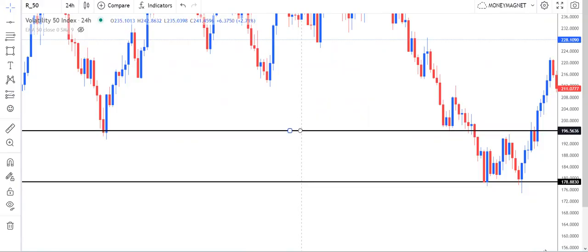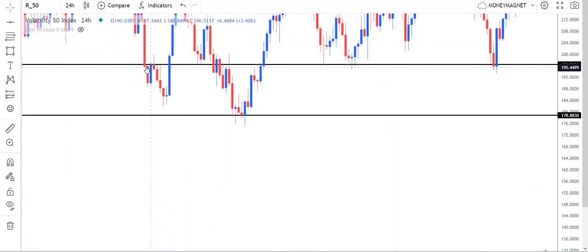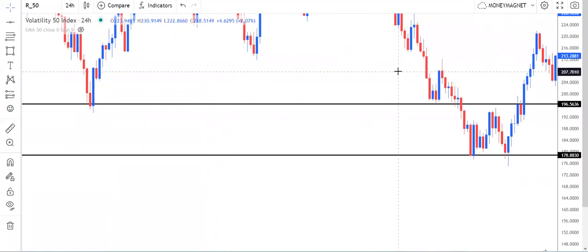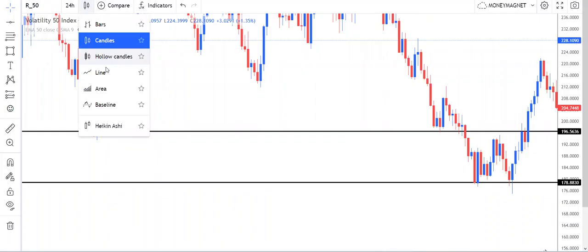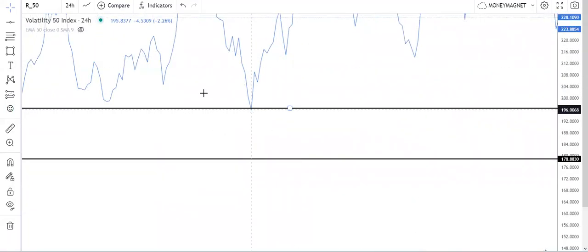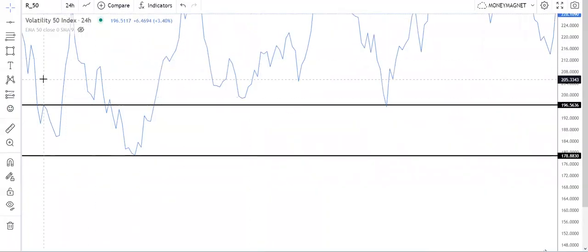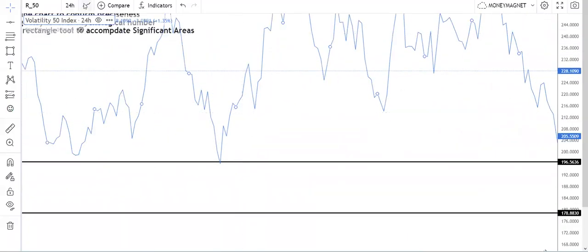Okay, here we have another level right here. You can see we had a touch here, a touch here, a touch right here, and a touch right here. So you just want to look out for levels that have multiple touches, and then you confirm the preciseness using your line graph. You can see the touch right here. You can see how price reacts upon the level. So I'll leave that for now.